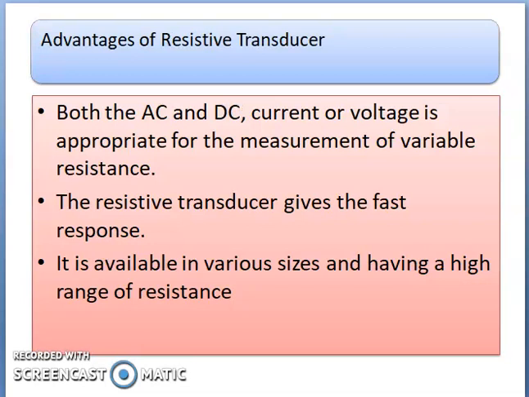Now, the advantages of resistive transducer. The following are the advantages of resistive transducer. Both AC and DC current or voltage are appropriate for measurement of variable resistance. The resistive transducer gives fast response, and it is available in various sizes and having high range to low range.